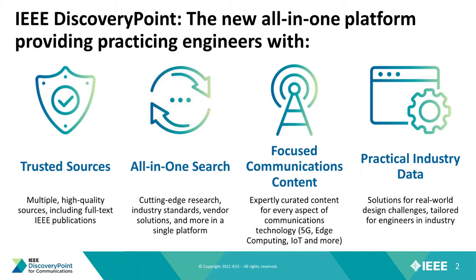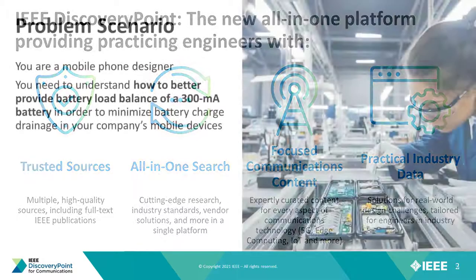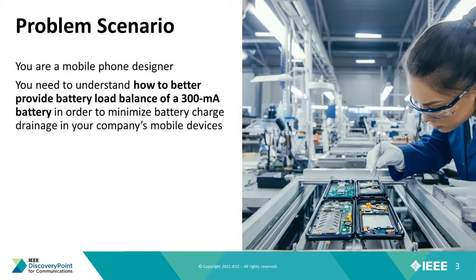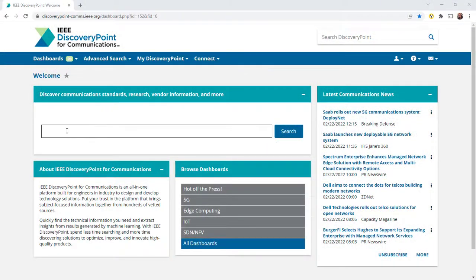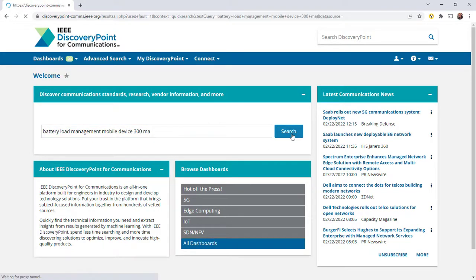Let's take a closer look at the platform and see the solutions it presents for a specific engineering design challenge. In this scenario, you're a mobile phone designer who needs to understand how to better provide battery load balance of a 300 milliamp battery in order to minimize battery charge drainage in your company's mobile devices. So you go to IEEE DiscoveryPoint and search for Battery Load Management, Mobile Device, 300 milliamp.